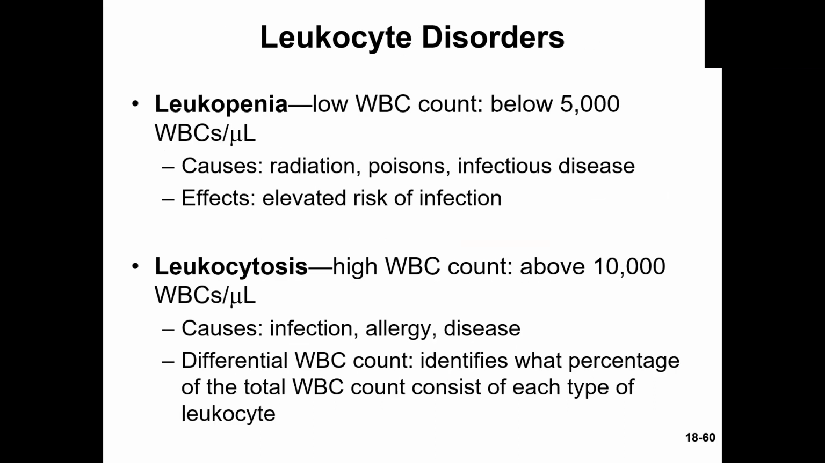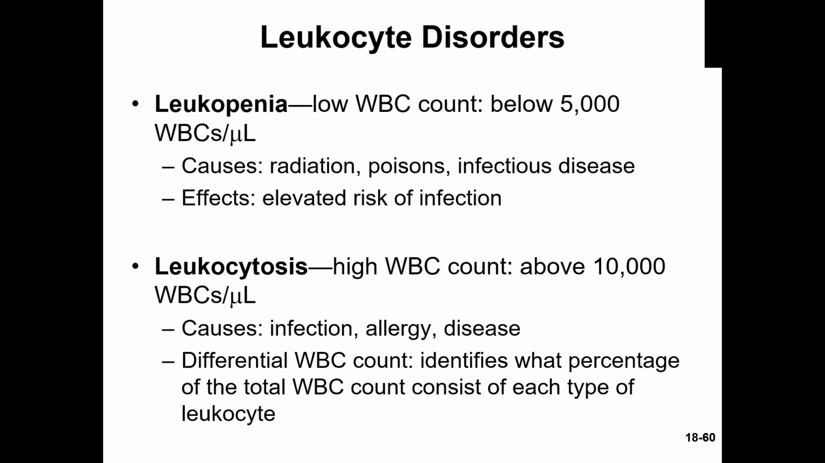Now, when we get into the disorders of leukocytes, leukopenia is a low WBC count, below 5,000. This can be caused by radiation treatments, poison, infectious disease. And if we drop our leukocytes collectively, we are at risk for infection. Leukocytosis is when we have a high white blood cell count, anything above 10,000. This can be caused by infection, allergy, disease.